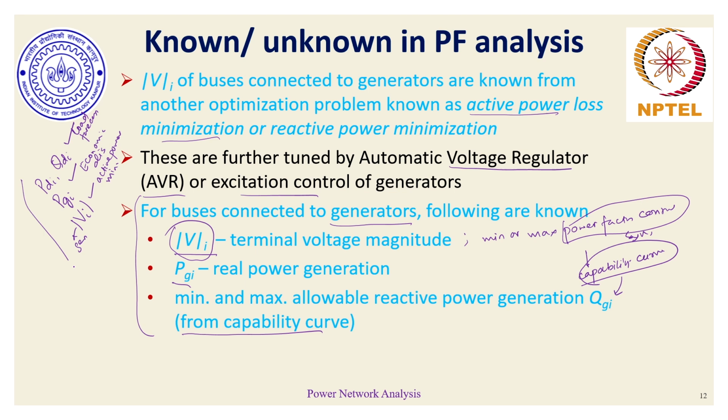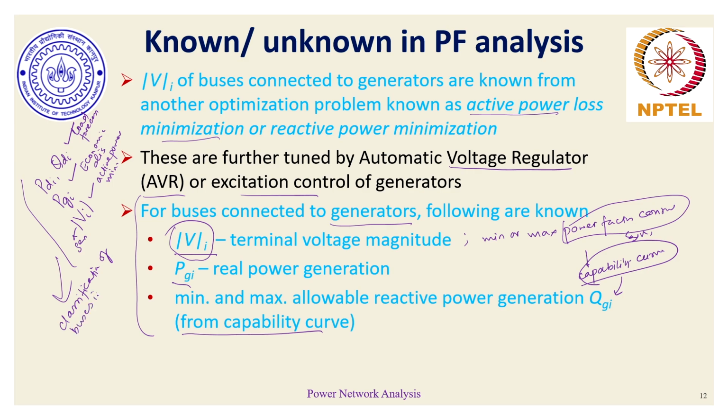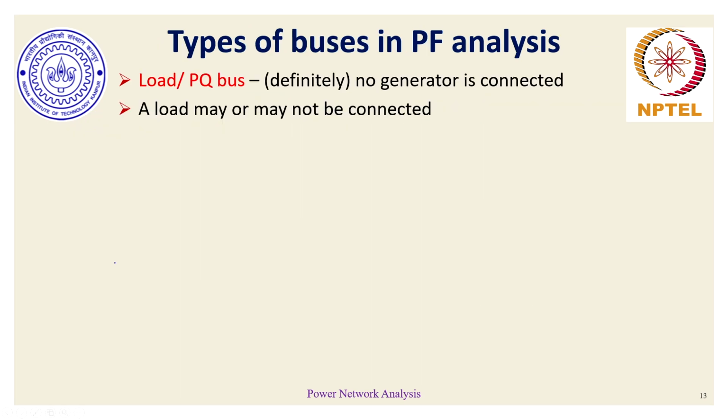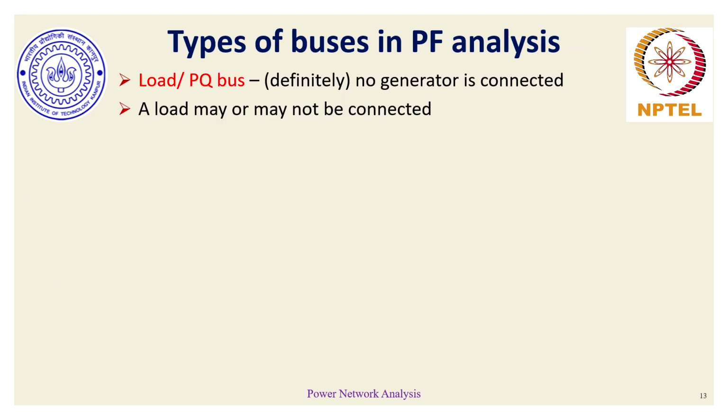And that leads to the classification of buses in power flow analysis, wherein we have our most common bus, which is called the load bus or PQ bus. As the term says, there is definitely no generator connected to such a bus. If there is a generator connected to such a bus, then PGI and voltages become known, and hence it doesn't remain a load bus anymore.